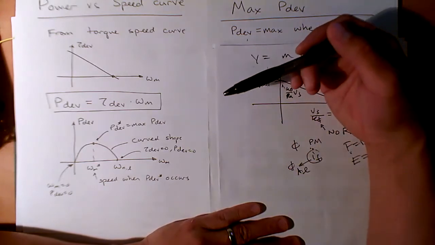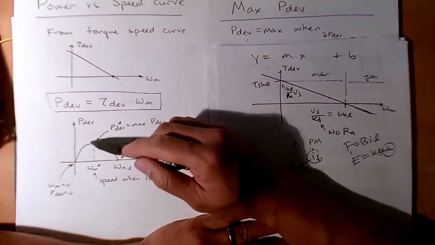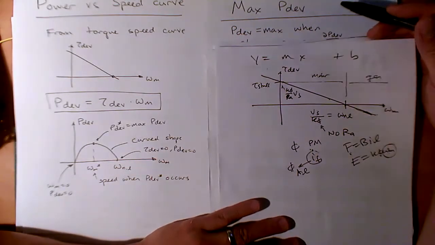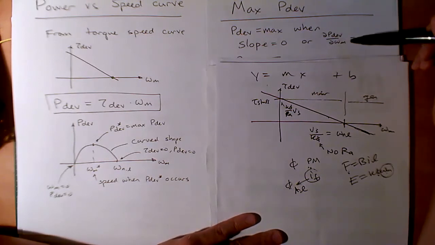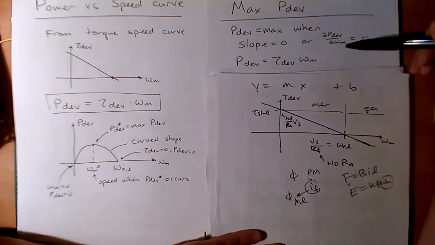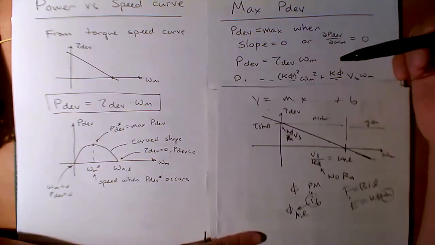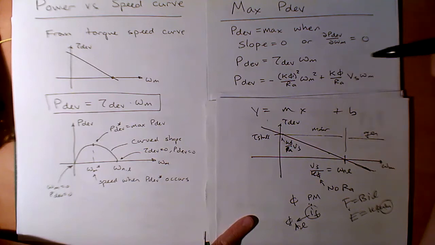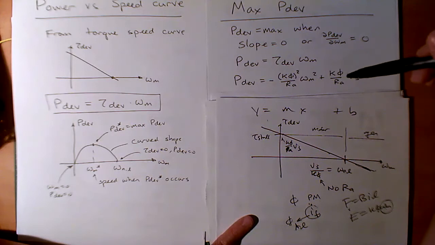Well, one way to do it is to take a derivative of this, set it to 0, and see what the speed is to get that 0 slope, right? This is just a basic calculus problem. So we can take the derivative of the power with respect to speed, set it to 0. What's the equation for this torque? Well, we already did that. It's k phi squared over RA, and k phi VS. Now, notice I have an omega m squared, and then I have an omega m. So it looks very similar to the torque. All I'm doing is multiplying it by speed.